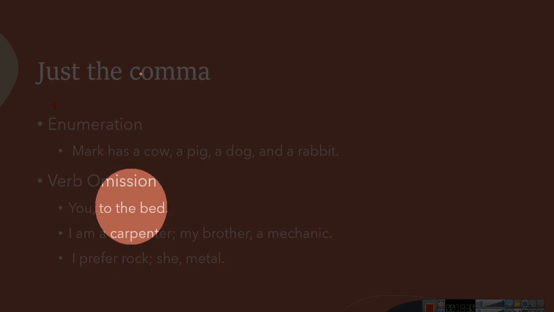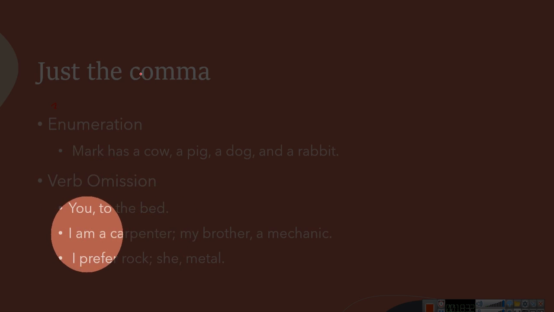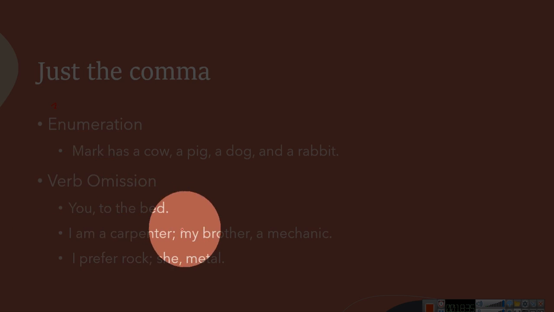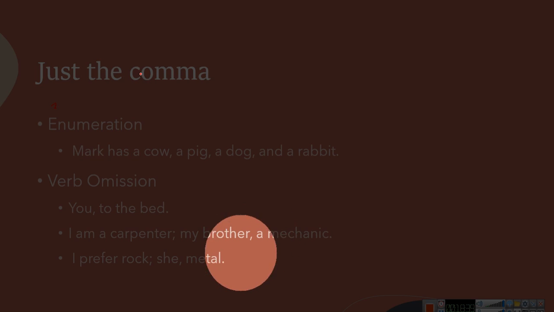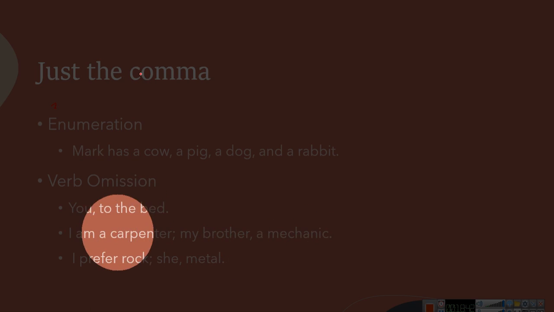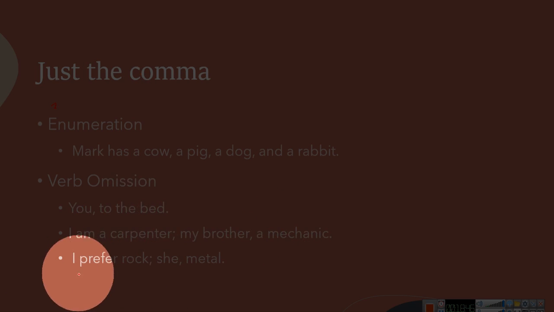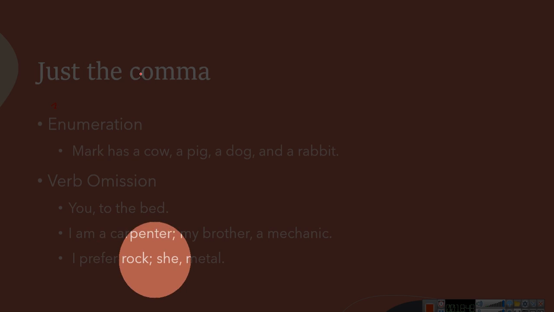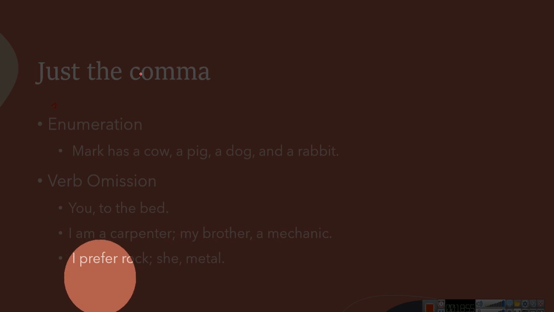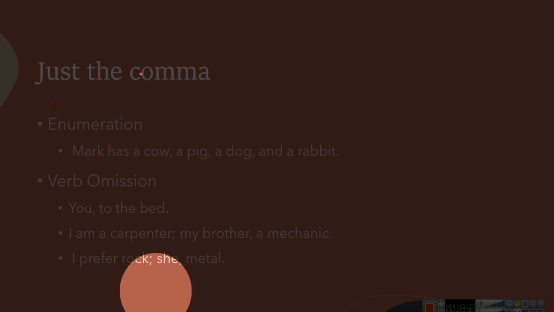Then, I am a carpenter. Well, I have the verb to be, I am, and then I have a semicolon. My brother, a mechanic. I don't say my brother is a mechanic because I'm already using am. So because I am omitting it, I use the comma. Another one, I prefer rock; she, metal. She prefers metal, I can say, but as I'm talking about the verb right here, it's not necessary for me to use the verb.